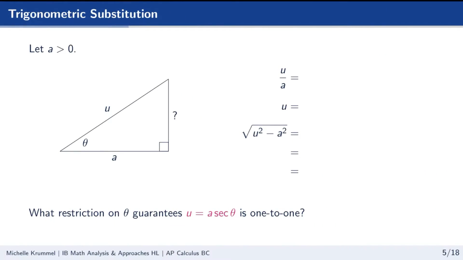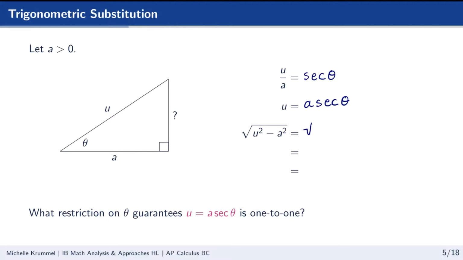All right, one more scenario here. Now again, we've relabeled the sides of the triangle. So now u is the hypotenuse and a is the leg adjacent to theta. So u over a is hypotenuse over adjacent, not adjacent over hypotenuse. Adjacent over hypotenuse is cosine, but this is hypotenuse over adjacent. So it's the reciprocal of cosine, which is secant theta. Multiply both sides by a, u equals a secant theta.